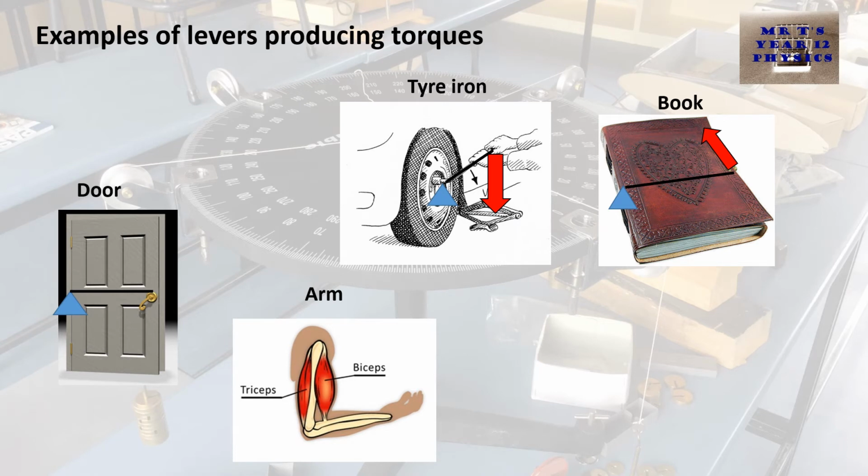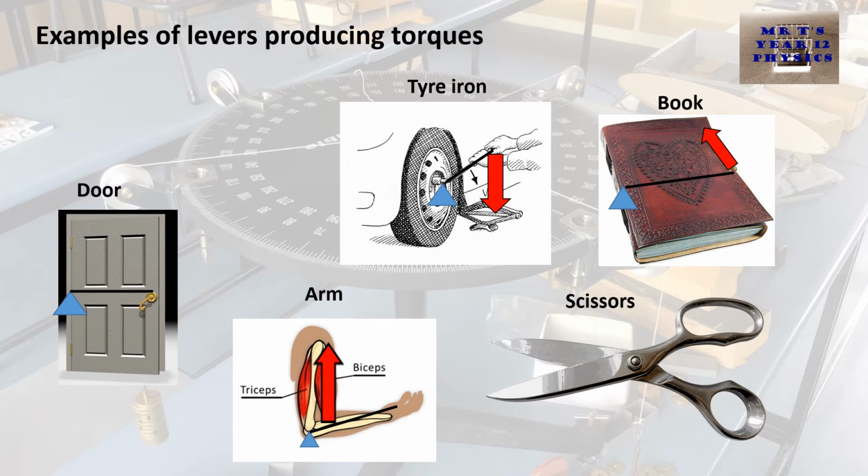Your arm's a bit more difficult. You can see the turning point is right there at your elbow. There's the fulcrum. We can see here that the lever is your forearm, but see that the force is not at the end. It's now attached right close to the actual fulcrum.